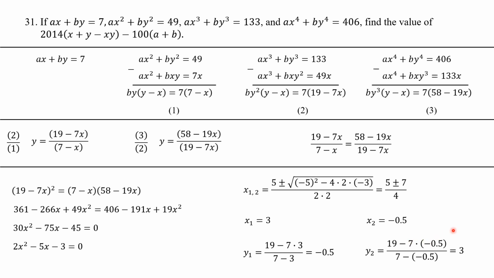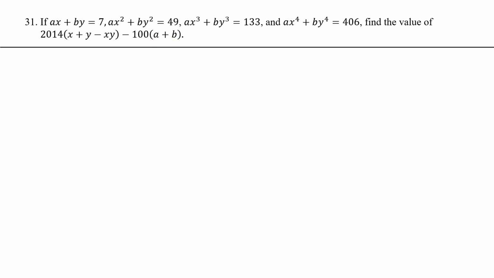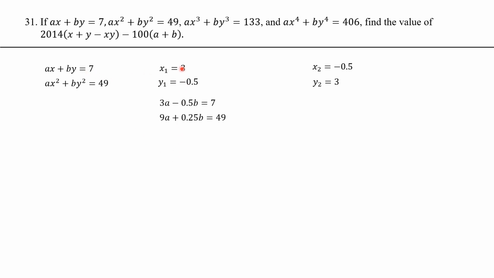Now we know x, we know y, right? But we do not know what a and b are. So what are we going to do to find a and b? Well, we have these equations. I'm just going to pick the first and the second equation, write them down, and since I already know x and y, I can plug them in here. If I plug in x1 and y1, I'll get one equation, and if I plug in x2, y2, I'm going to get another equation. Okay, so let's start with this one.